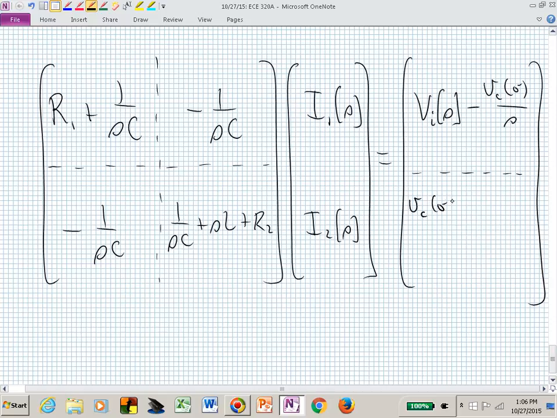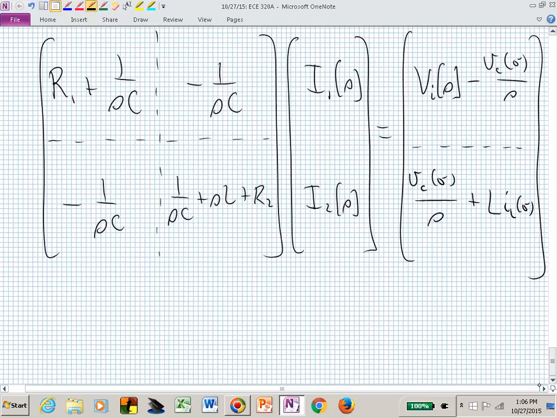So I have a V sub C of 0 over S plus an L I sub L of 0. And now I'm done with formulating. Those are my two equations. And those are consistent with writing two differential equations.